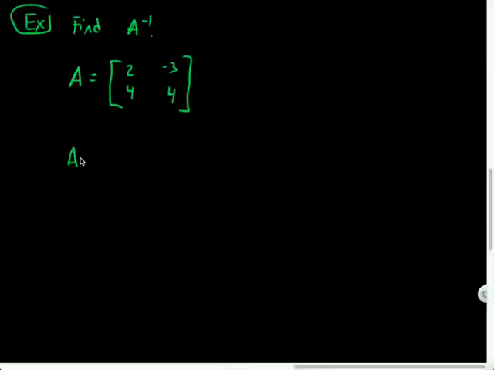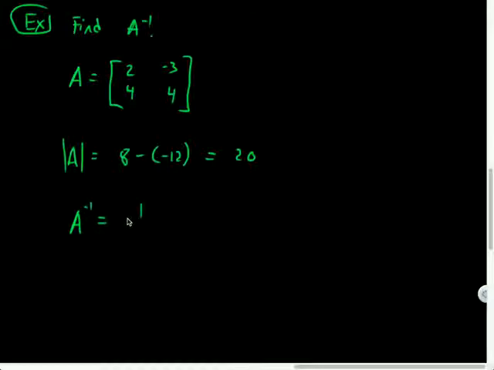So let's first find the determinant. So 2 times 4 is 8. Minus 4 times -3, that's -12. So that is 20. Right? So step 1, find the determinant. Step 2, now I can find the inverse.